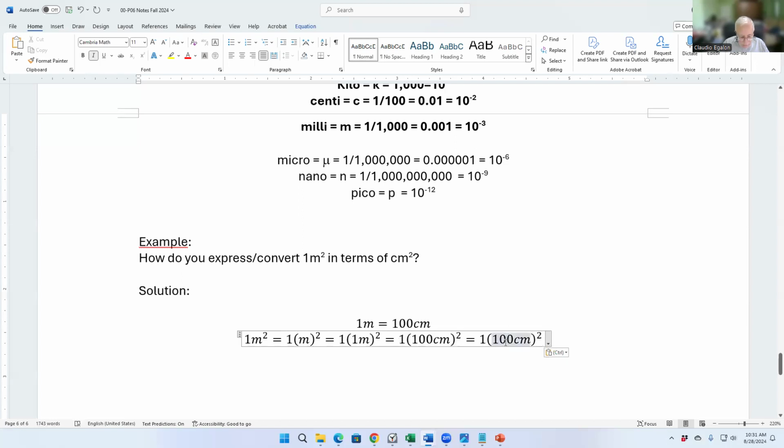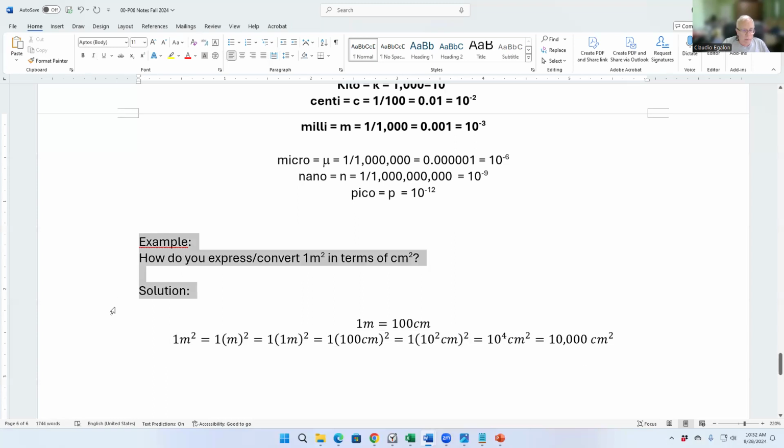100 is 10 squared, okay? We don't need the number 1 anymore. Then, when we square everything, we end up with something like that. 10,000 centimeters square. Which is also equal to centimeters square.